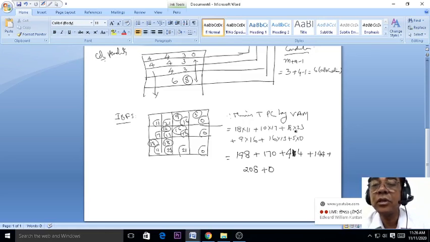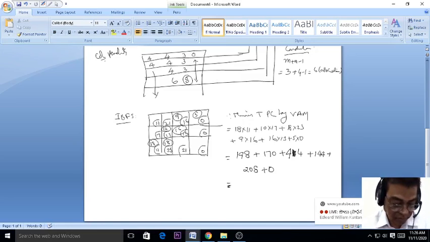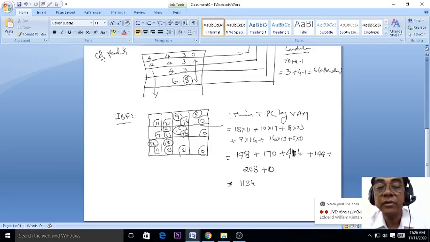1, 2, 3, 4, 5, 6. Then add it. So 198 plus 170 plus 414 plus 144 plus 208. So the answer is 1134 rupees. Finish.